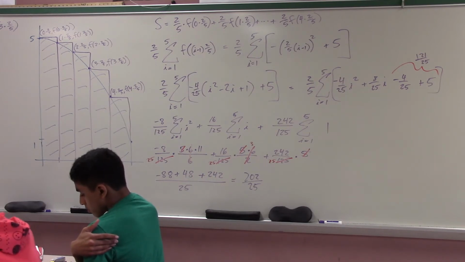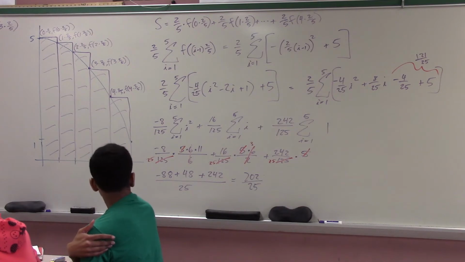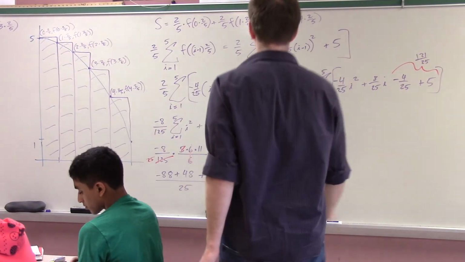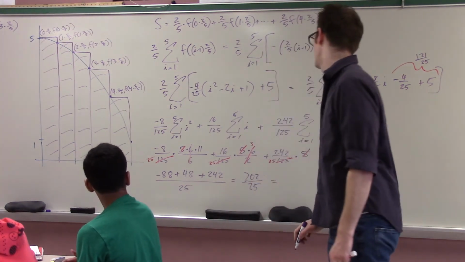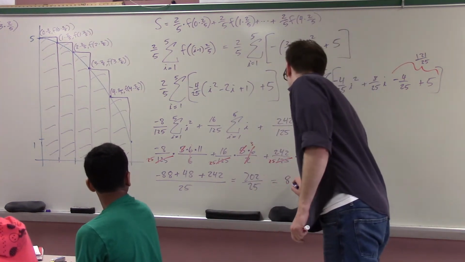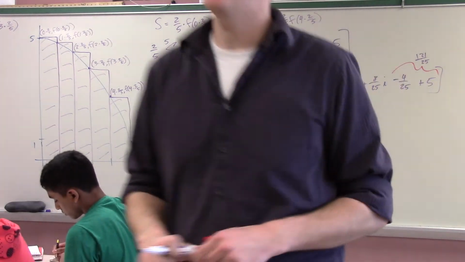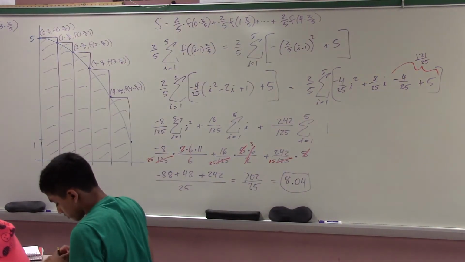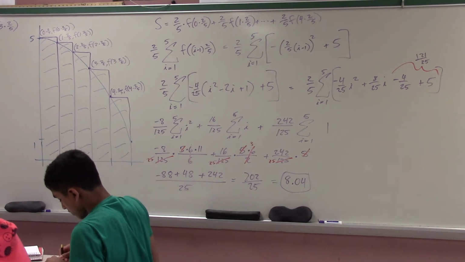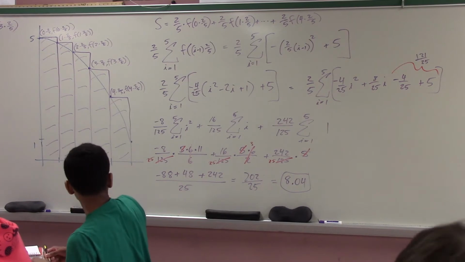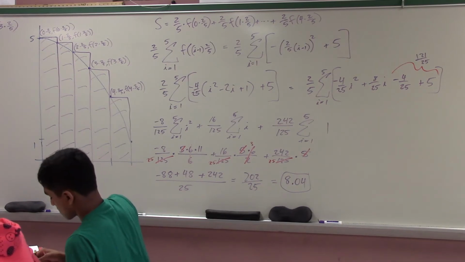All right, I got 202 over 25. Is that what you got? Yeah. All right, so this is in fact 8.04. Based on the geometry of this, I can guarantee you that the exact area under this curve is somewhere in between 6.48 and 8.04.